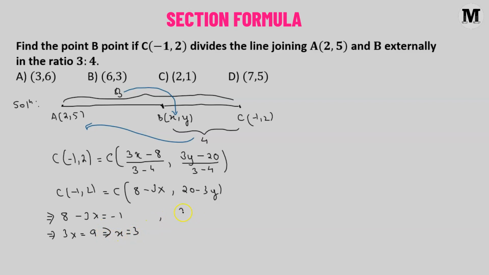And then we will equate 20 minus 3y with +2. So we get 3y equals 20 minus 2, that's going to be 18. So y comes out to be 6. So we have obtained that the x value corresponds to 3 and the y corresponds to 6. So this is going to be the coordinate of point B, 3, 6. And option A is going to be the correct answer.